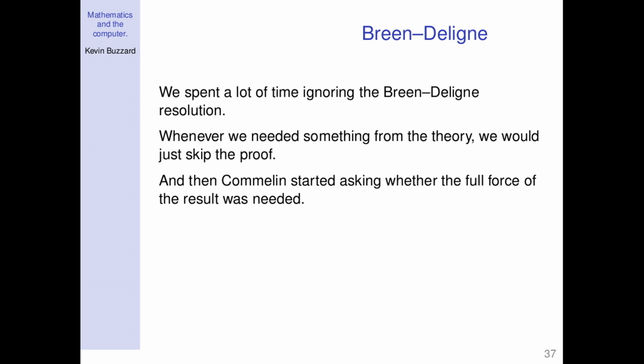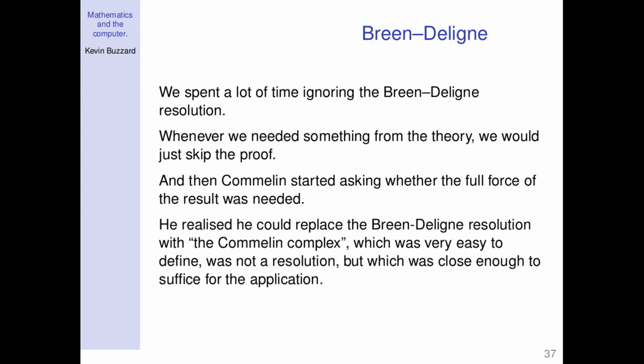And then Commelin started asking whether we actually needed this theorem at all, this Breen-Deligne resolution, because he was just playing around with general resolutions, and he'd found another, it's not quite a resolution, it's not exact, but it was a complex, something that we started calling the Commelin complex, which was very easy to define, completely explicit, wasn't a resolution, but somehow the error was sufficiently bounded that the application would still work. That was the key insight. So that was cool. This is new mathematics happening, which was not what we expected.